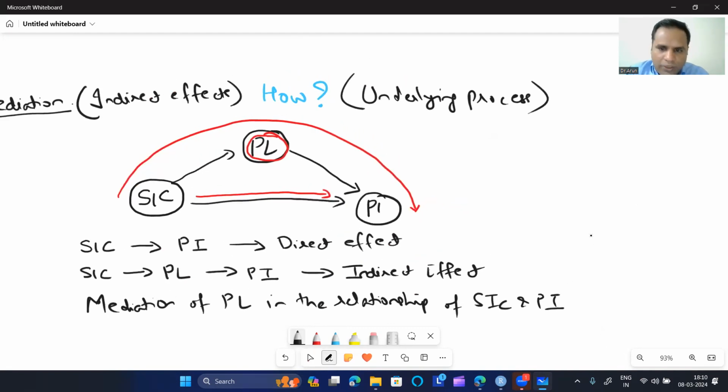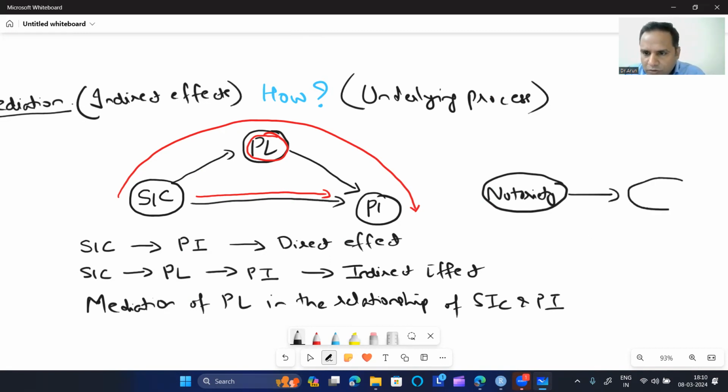Let's say there is a term called notoriety. Normally I talk about this particular model which I have conceptualized according to my own understanding, and this is a theoretical model. You won't find this model in any established papers. Now I say that notoriety leads to success. What is notoriety? Notoriety means, let's say, if somebody is mischievous.